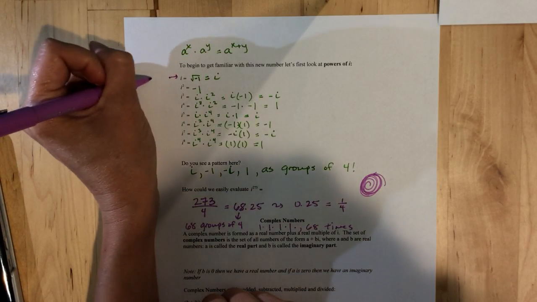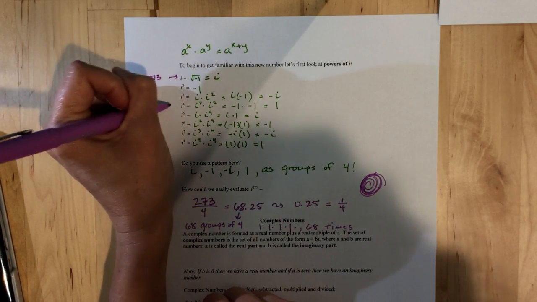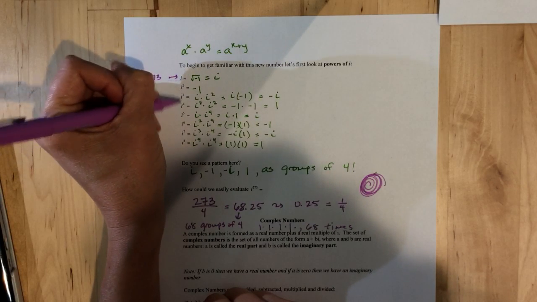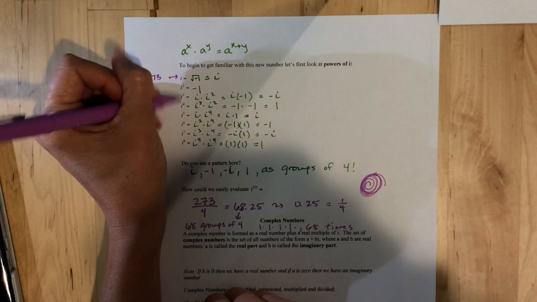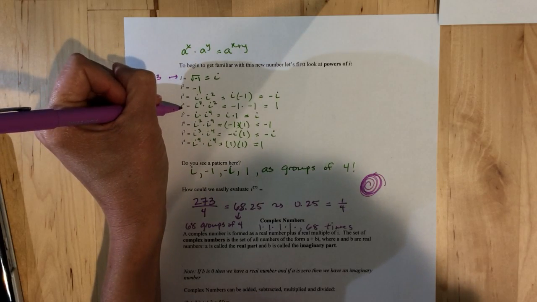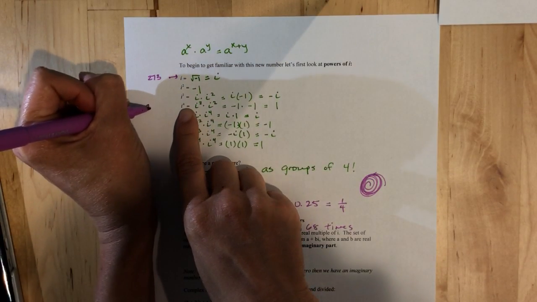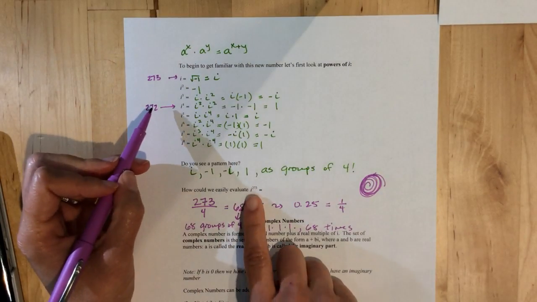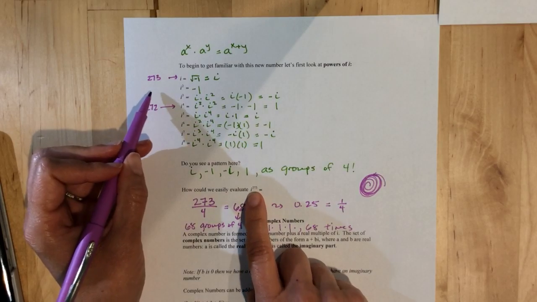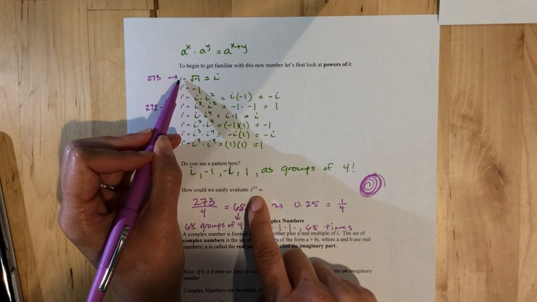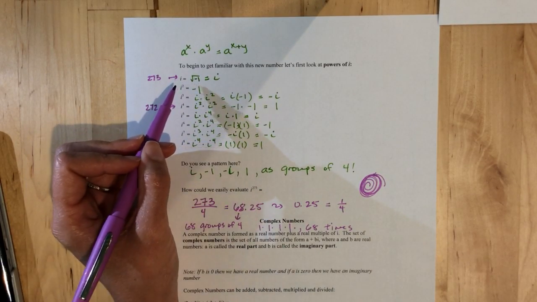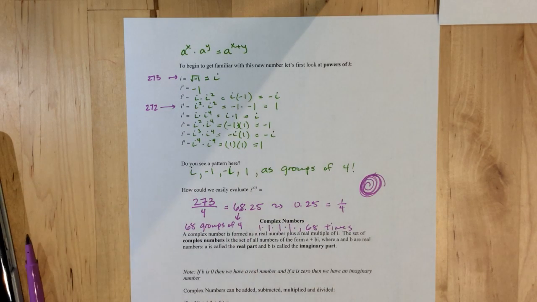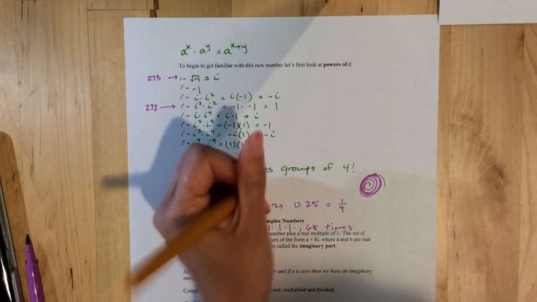So this would be 273. As you're counting through 1, 2, 3, 4, and so on, you would do that 68 times, because the 68th time, that would be 272. You have to go 1 more to get your 273rd. So that means you would land on i. So i to the 273rd is i.